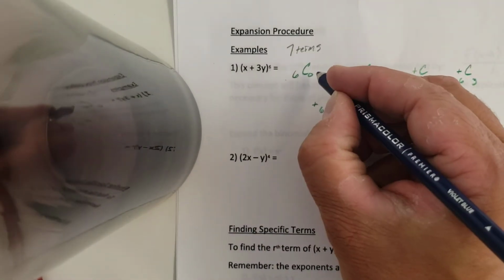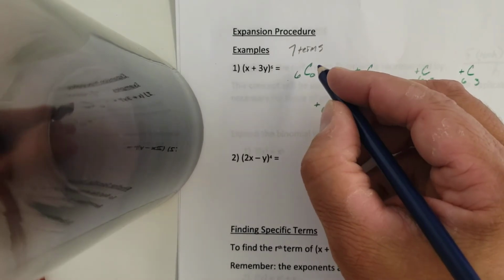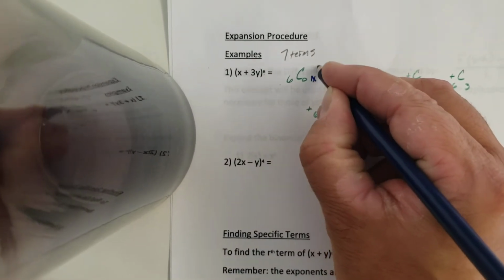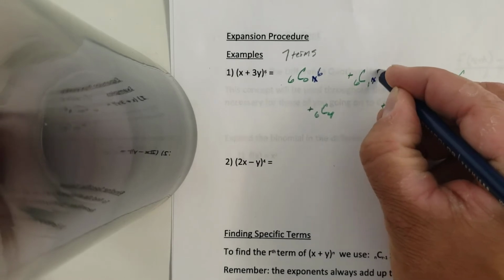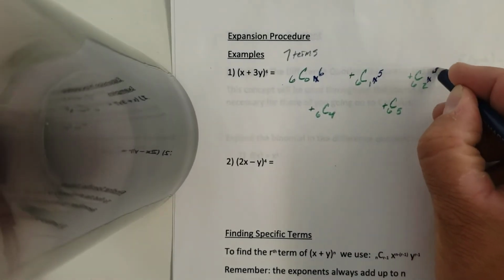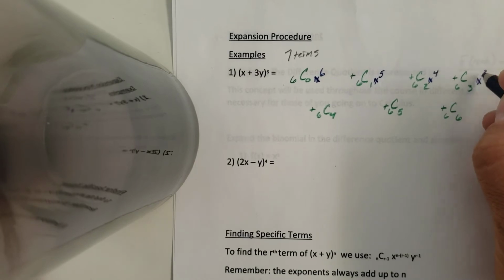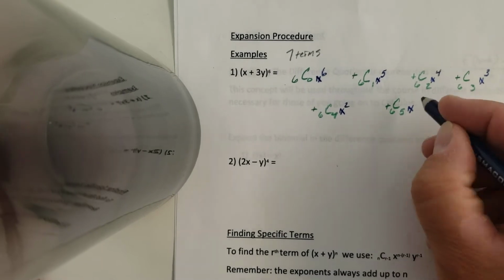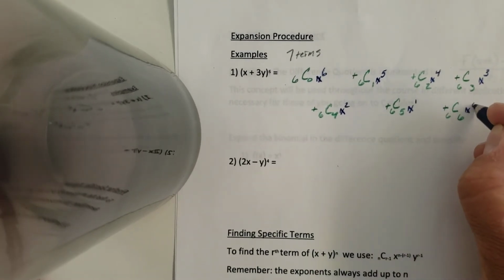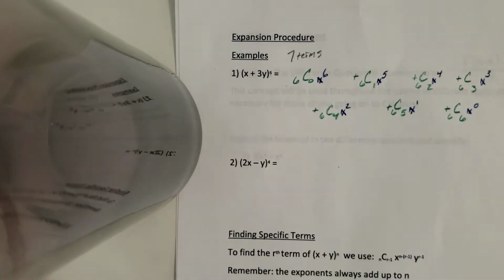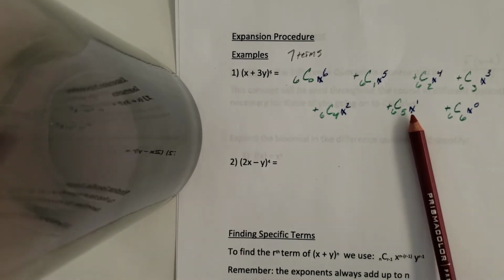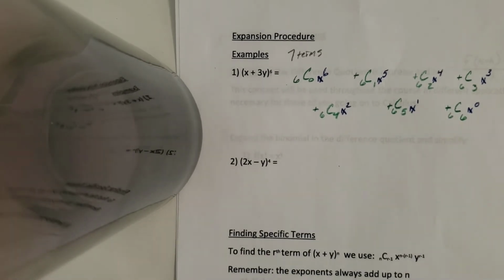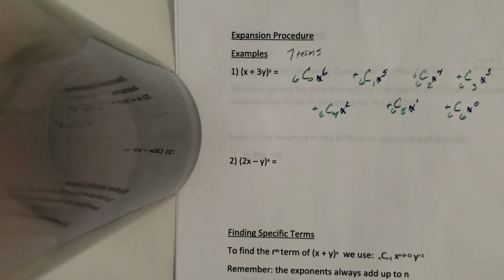My first term is x. So we start with x to the 6th, x to the 5th, x to the 4th, x to the 3rd, x squared, x to the 1st, x to the 0. Now you guys know, being the mathematicians that you are, you never really have to write x to the 1st. You can just write x. X to the 0 we know is just going to be 1. Okay, anything to the 0 power is 1.